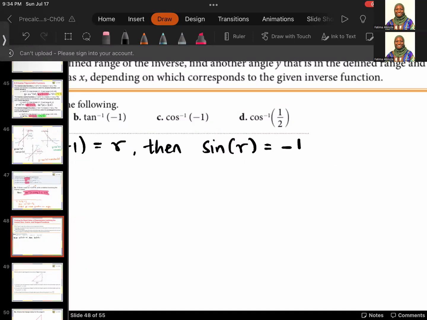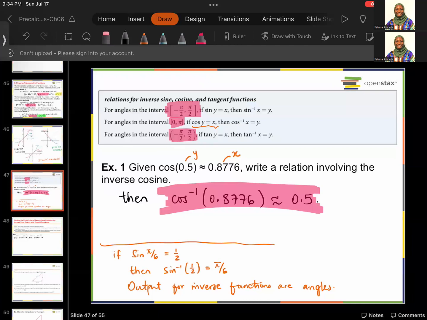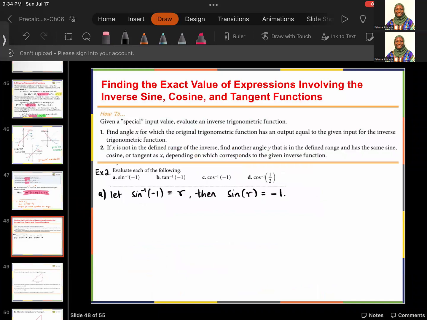If sine is equal to negative one, be very careful. It's not always just one answer. You can have more than one. Remember the idea of reference angles. We can use more than one angle, since more than one angle can give you the same final answer. Okay. So now we're trying to find an r that satisfies this.